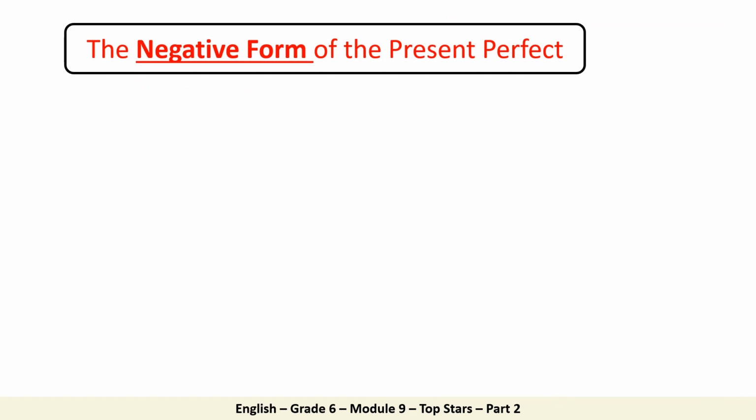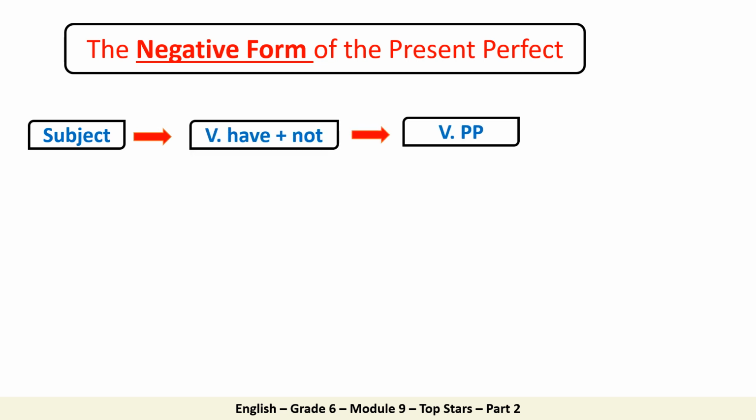All right, let's get to learn the negative form of the present perfect. We use the present perfect, of course, in a sentence, and we usually start the sentence with, that's right, the subject. Awesome. After this, we're going to use the verb have plus not and the verb in the past participle form. All right, and then we're going to use the object to end the sentence. Pretty easy, right?